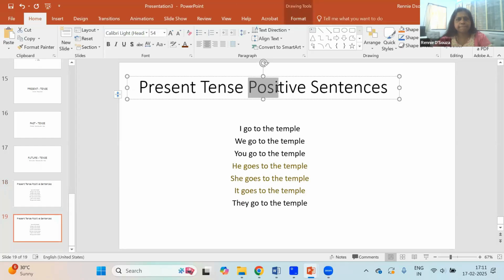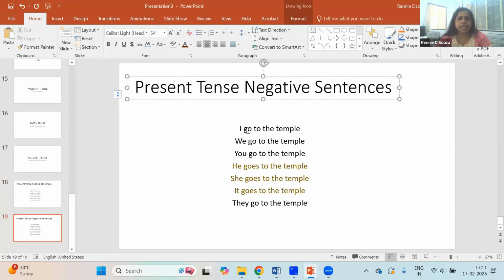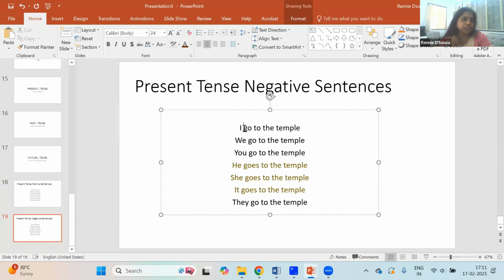That's only for the positive sentence, not for negative or interrogative sentences. We do it only for positive sentences. Now let us see negative sentences. What about the negative sentence? In present tense we use do and not. Not shows the negative and do is the helping verb in present tense.